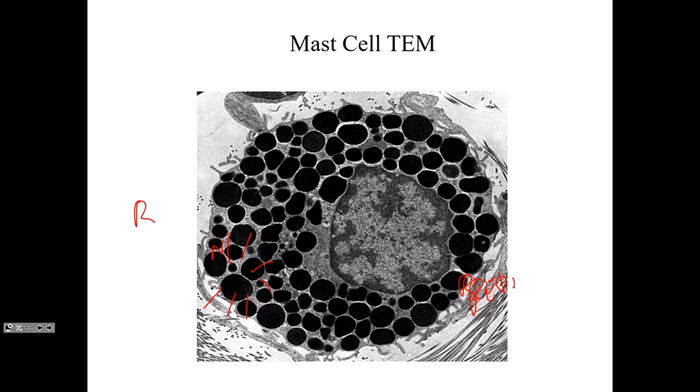The next cell type are mast cells. This is an electron micrograph of a mast cell. Mast cells play a role in inflammatory response, and they contain these multiple granules. You can see these large dark granules in this electron micrograph of mast cells.